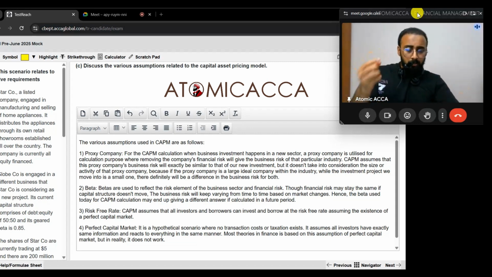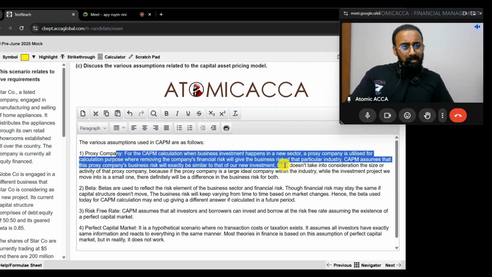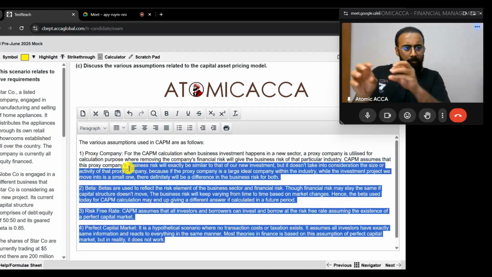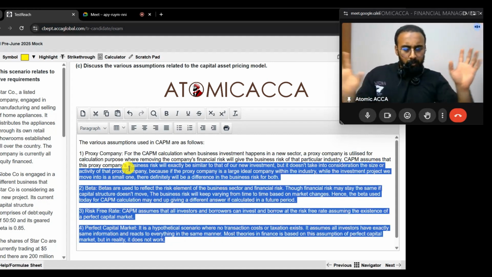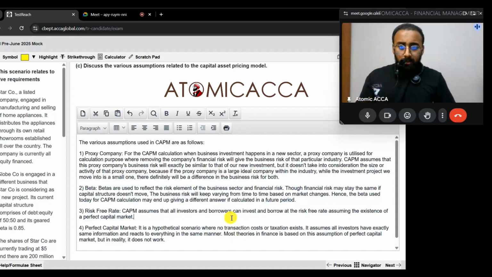But always remember, your final answer is not the marks, your steps are the marks. Even if, say, half of this proxy company answer is correct and the second half is wrong, that doesn't matter. For the first half I'll get marks, and collectively when I take a little bit of marks from everything, I'll pass. That is more than enough for me. I just need to pass the exam. Cool. So with that, we're done with the first question.